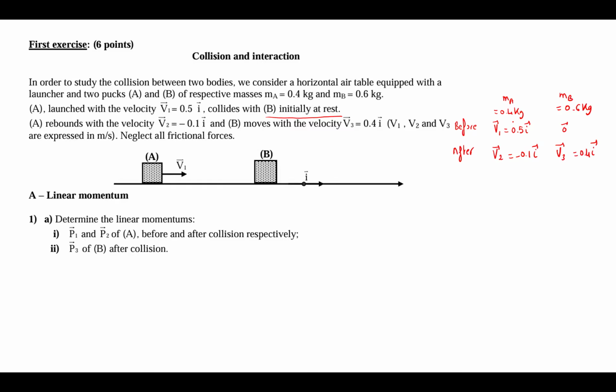Now we can change their names and name them VA, VB, V prime A, V prime B, and then substitute them according to the names given here, and we can leave it also like this. So neglect all the frictional forces.